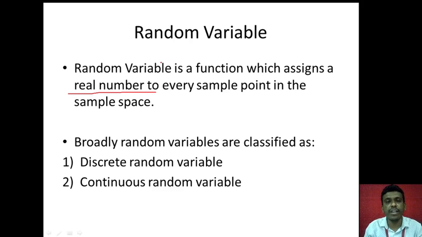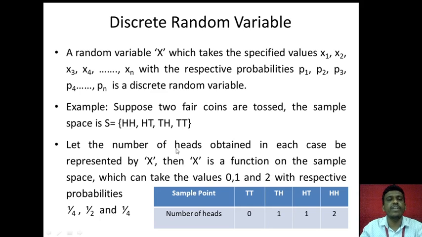Random variable is broadly classified into two types. It can be either a discrete random variable, or it can be a continuous random variable. So what is a discrete random variable? The definition for discrete random variable is like this. You have to learn this by heart. There is no other way for this. A random variable x, which takes the specified values x1, x2, x3, x4, up till xn. So there are n number of values possible, and the possible values that x can take are x1, x2, x3, x4, x5, x6, x7, x8 and so on up till n.